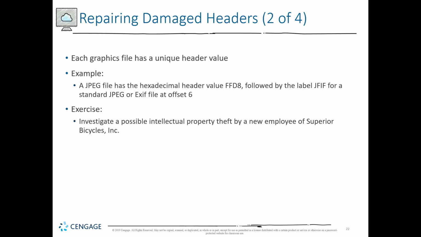Each graphic file has a unique header, that is true. For example, the JPEG starts with FFD8. That's the magic number, or the start of the file signature, followed by the label JFIF for a standard JPEG. Or there could be an EXIF file with an offset of 6.